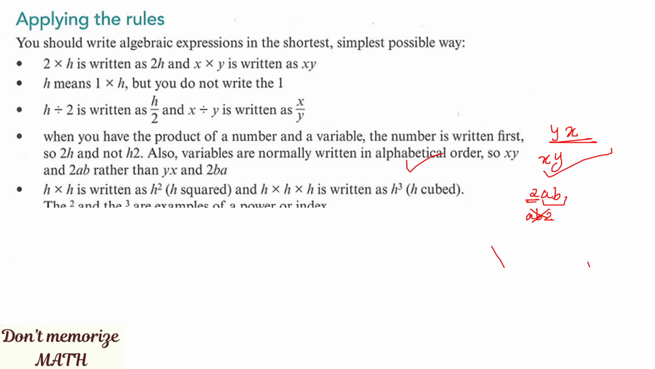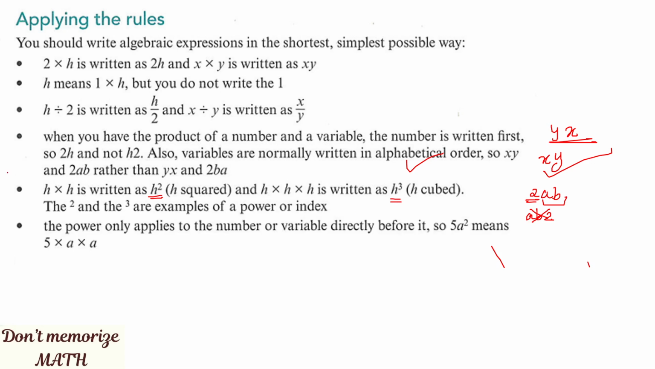Then, x times x is written as x squared. X times x times x is written as x cubed. The square and cube are examples of a power or index. This is a normal thing. I hope all of you know this. Like 5 squared means 5 times 5. In algebra also it is the same, for the letters also. A squared means a times a. B cubed means b multiplied 3 times.